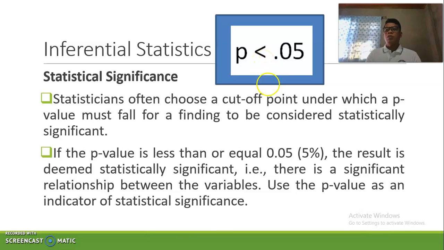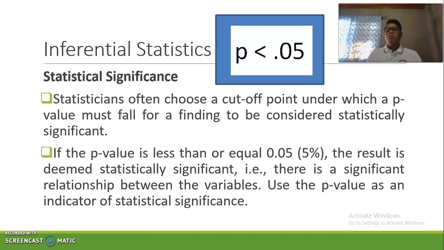If the probability value is less than or equal to 0.05 or 5%, then the result is statistically significant. Meaning to say, there is a relationship, there is a difference between those variables. So again, the p-value is our indicator for statistical significance. If it is greater than 0.05, then there is no significant difference or relationship between those data.